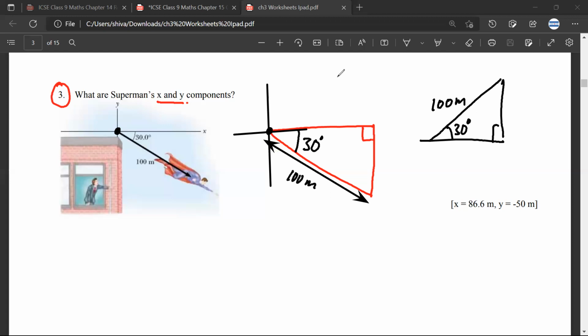So, for example, this point O is now this point O. This Superman is this Superman. And this point P is this point P. Is it making sense? Yes, sir. Now, when they ask you about the X and Y component, what they are basically asking you is this: the magnitude of this, and the magnitude of this. Is it making sense? Yes, sir. This is the X component, and this is the Y component.